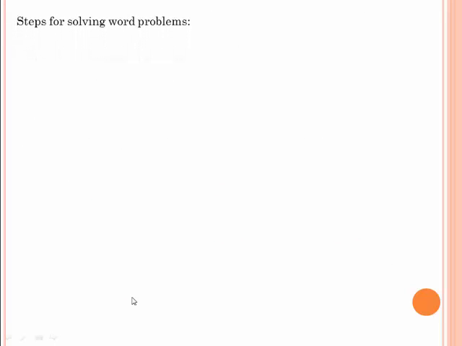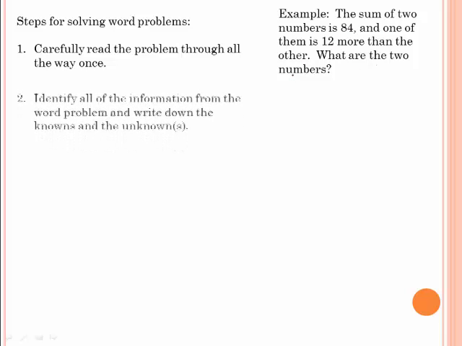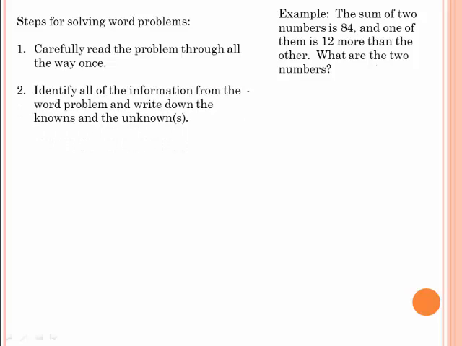So let's look at the steps for solving word problems. Here's our word problem. And our first step is to carefully read the problem all the way once. So, for example, the sum of two numbers is 84, and one of them is 12 more than the other. What are the two numbers? Identify all of the information and write it down as knowns and unknowns.